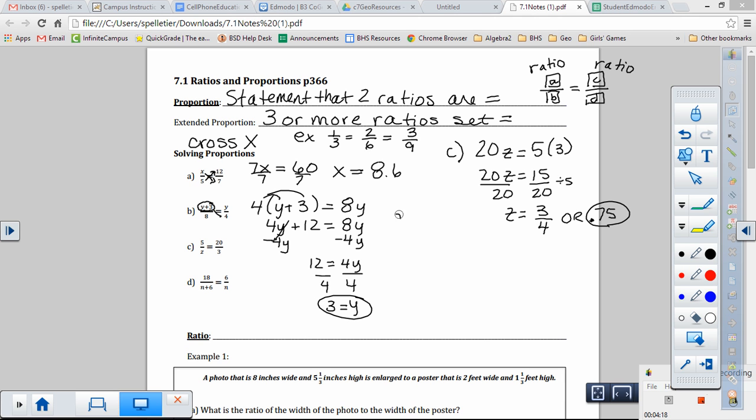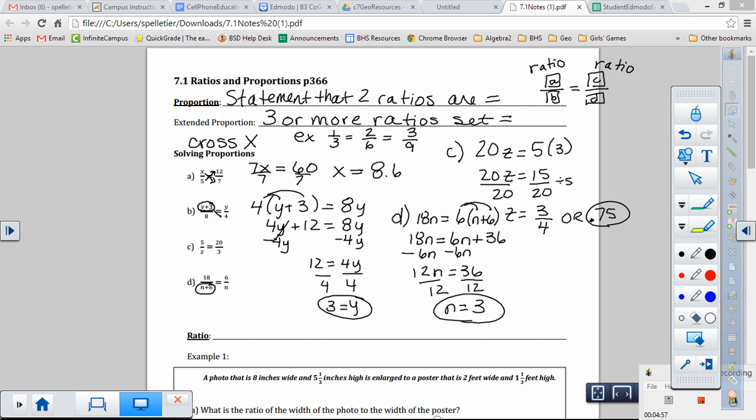And then again, I'm going to come over here and do D, where I have a little more space. 18 times n is equal to 6 times n plus 6. Again with the parentheses, because we have a binomial and we have to multiply everything by 6. Let's distribute the 6. 18n equals 6n plus 36. Collect all your like terms on one side of the equation, and I get 12n equals 36, and I'm going to divide both sides by 12. n equals 3.